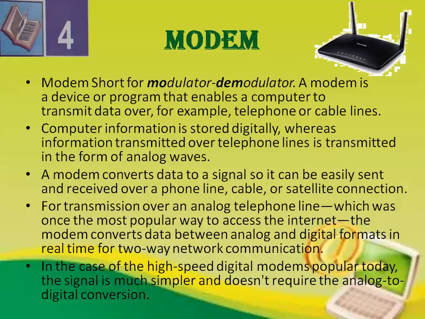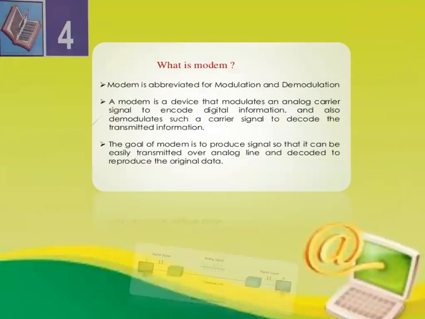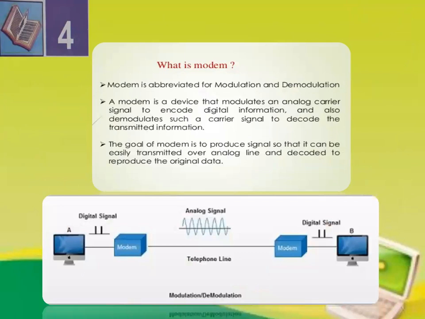So a modem is a communication device that makes possible the transmission of data between computers via telephone line or other communication line. It is the abbreviation of modulator and demodulator. A modem is a device that modulates an analog carrier signal to encode digital information and also demodulates such carrier signals to decode the transmitted information. The goal of a modem is to produce signals that can be easily transmitted over an analog line and decoded to reproduce the original data.